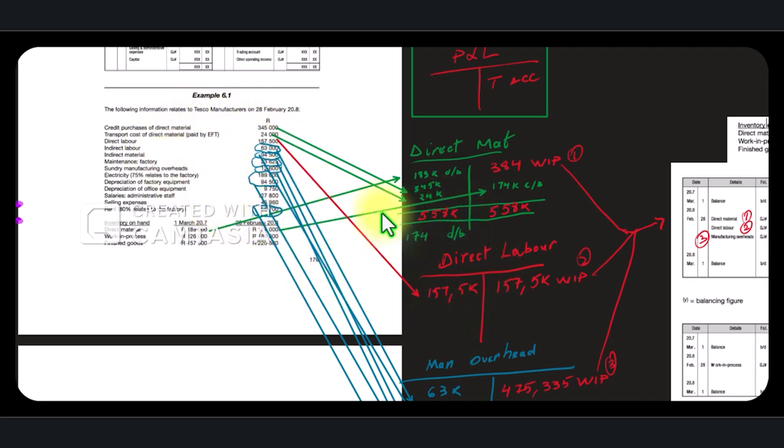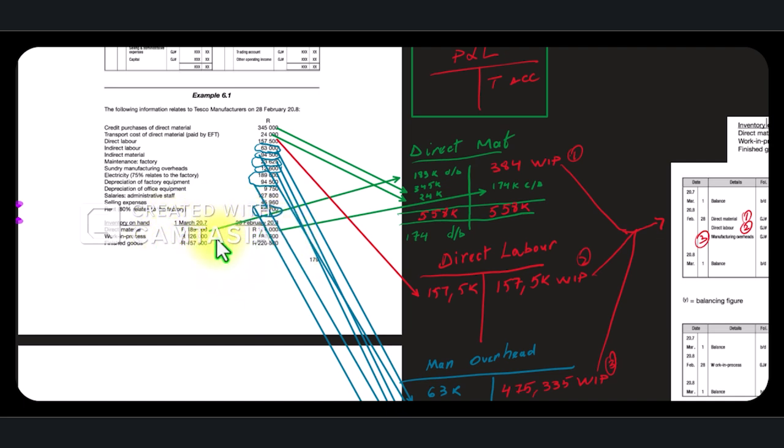For example, the credit purchase for direct material, this speaks to the direct material. For example, transportation cost of direct material, this will speak to the direct material account. All right, so that's what this means. Obviously, you always need to also look at whether they are accounts that have an opening balance and a closing balance. And lo and behold, if you look down here, direct material, work in process, finished goods have opening and closing balances.